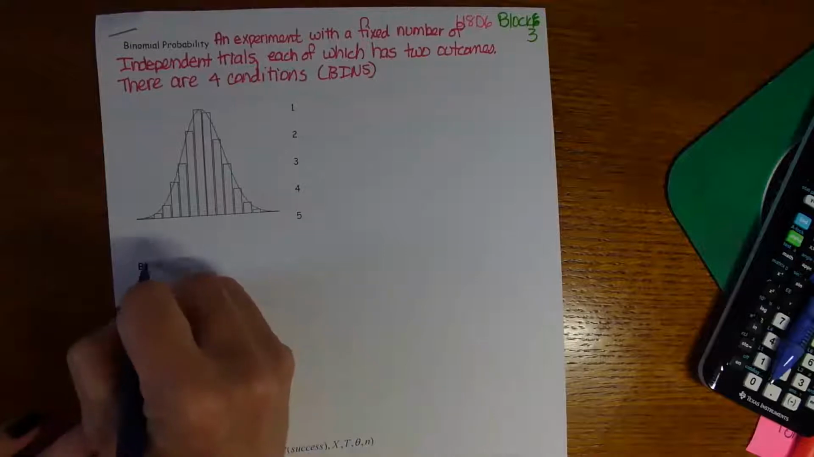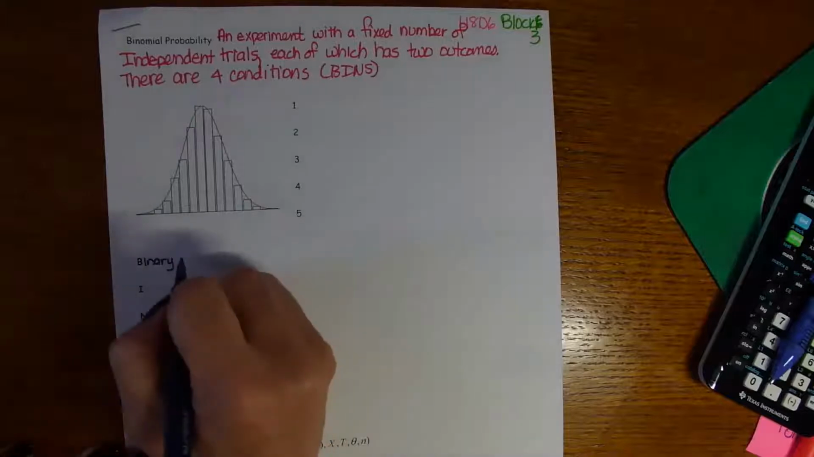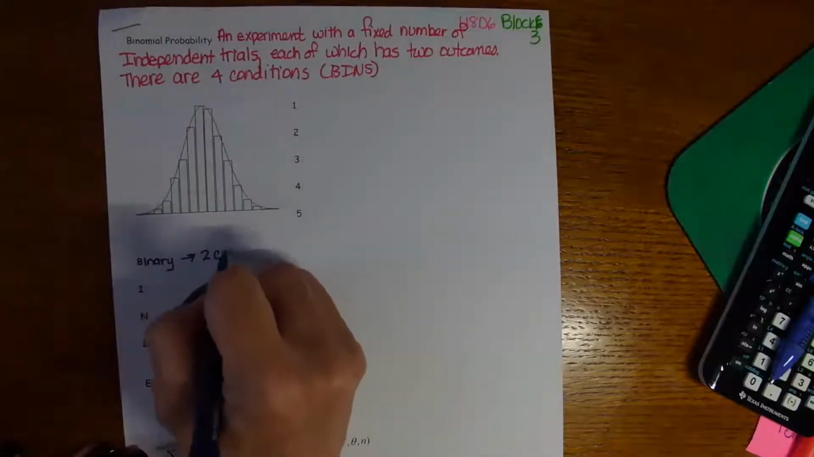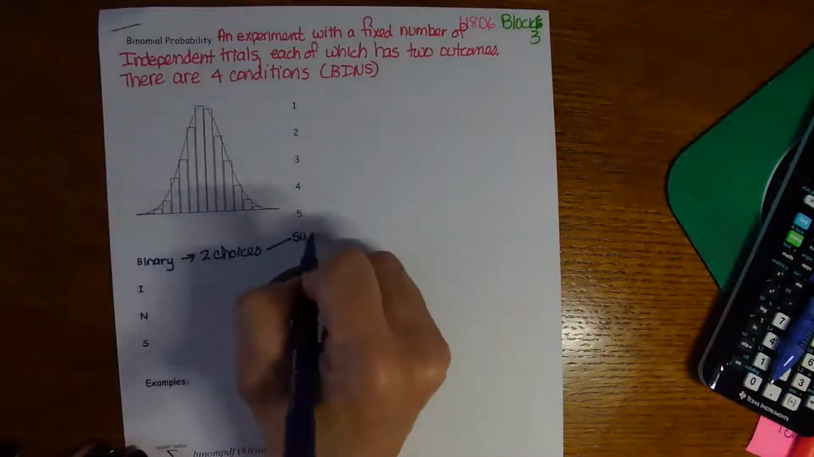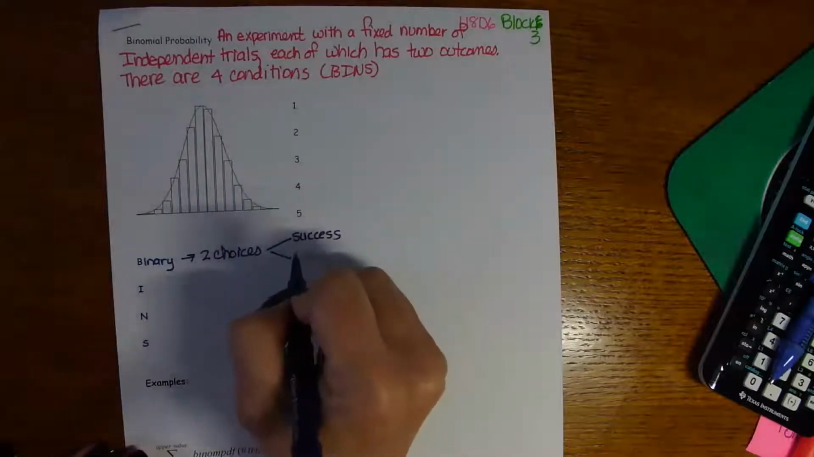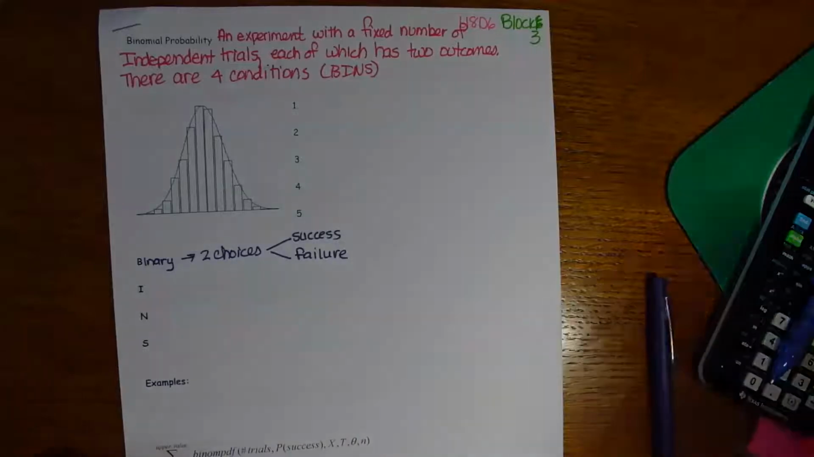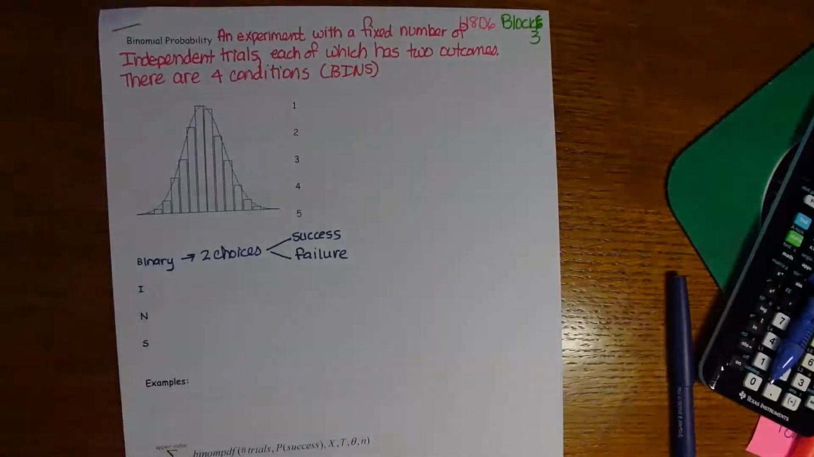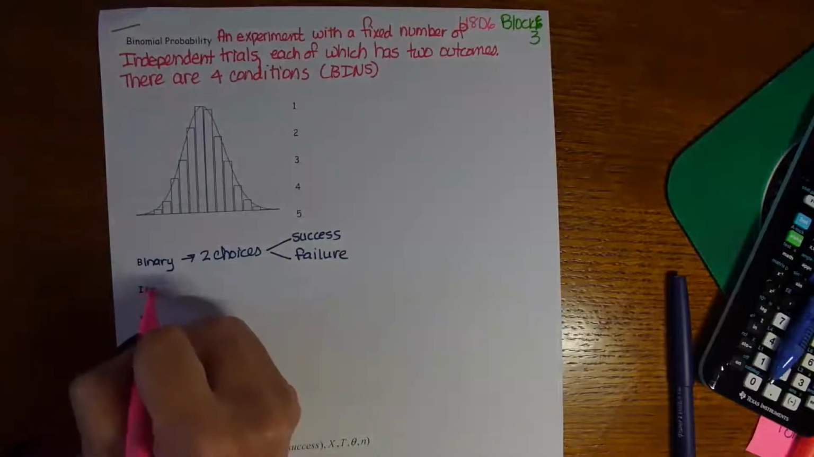One is it must be binary. Binary means 2, right? Like binomial. So there's 2 choices, success or failure. Those are my only 2 choices. I either succeeded or I failed. Like I'm flipping a coin and I consider tails a success, then heads would be a failure, right? We have to get them kind of to a yes or no. The second condition is they must be independent.